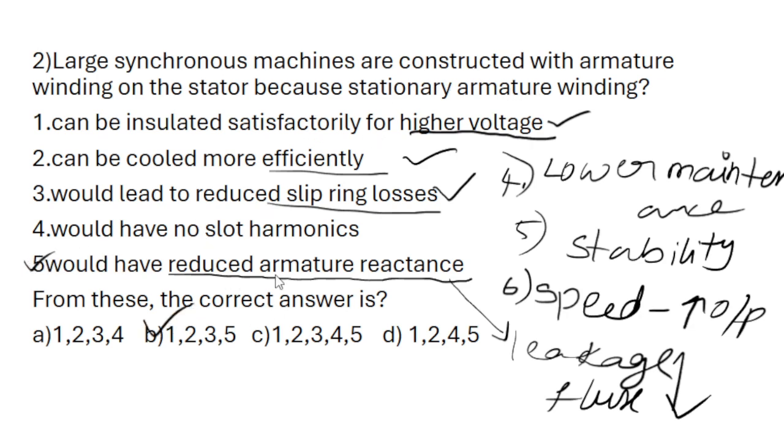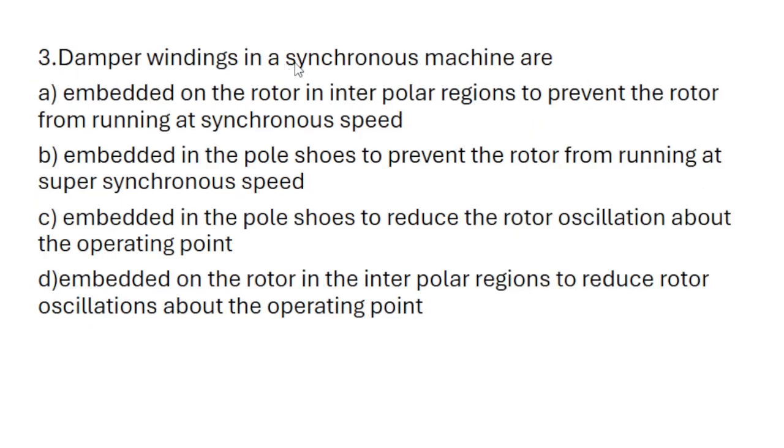Next question. Damper windings in a synchronous machine are, option A, embedded on the rotor in interpolar regions to prevent the rotor from running at synchronous speed. Option B, embedded in the pole shoes to prevent the rotor from running at supersynchronous speed. Option C, embedded in the pole shoes to reduce the rotor oscillations above the operating point. Option D, embedded on the rotor in the interpolar regions to reduce rotor oscillations above the operating point.